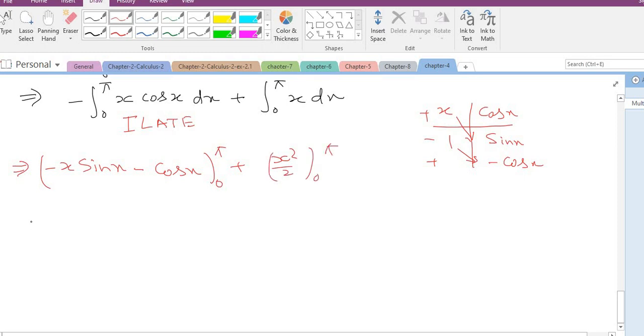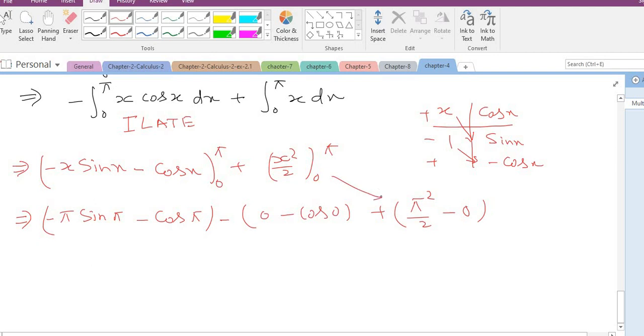Now use the limit, finally you will get the answer of that one. The upper limit is pi, so change that one: minus pi sine pi minus cosine pi, and then minus 0. So that means 0 minus cosine of 0 plus pi square by 2, x is equal to this one minus 0. This is for that part.